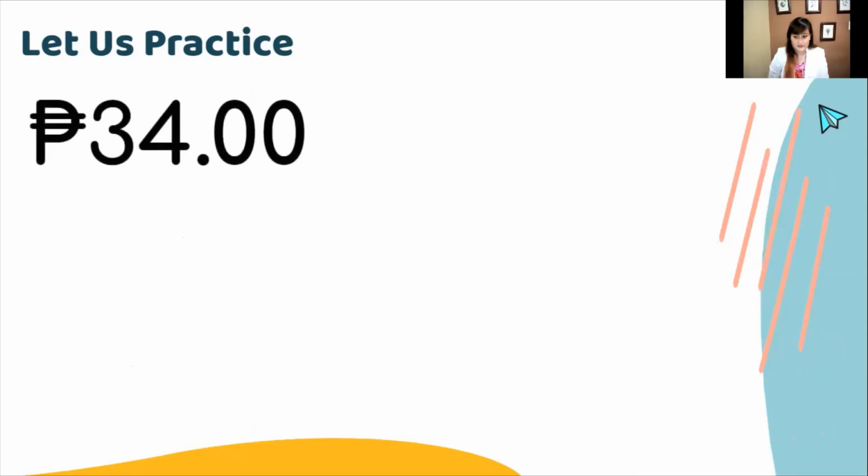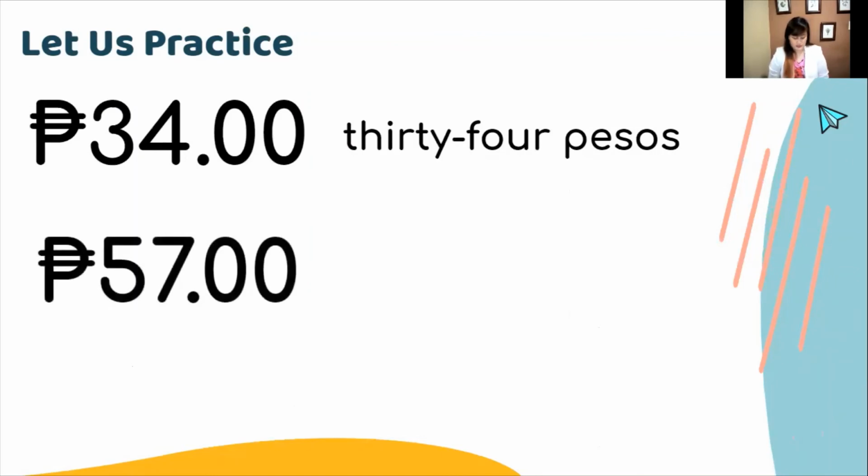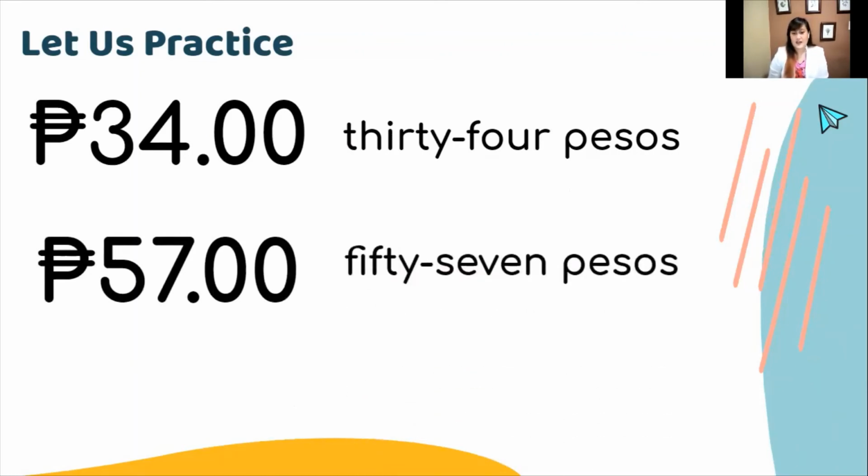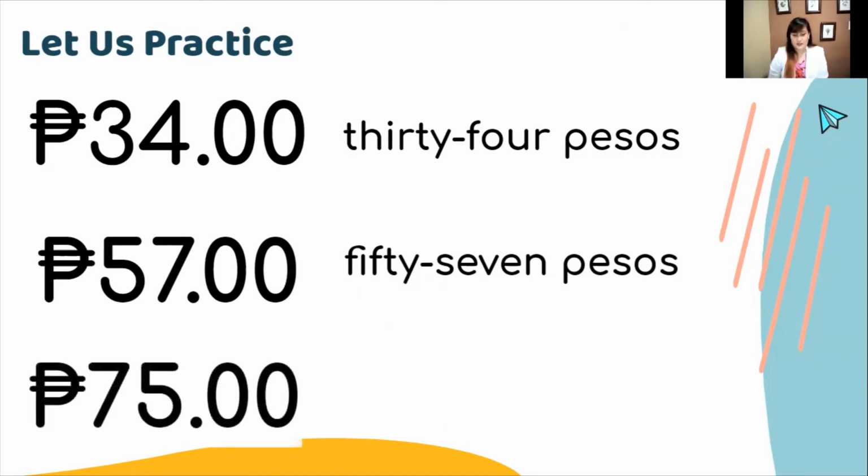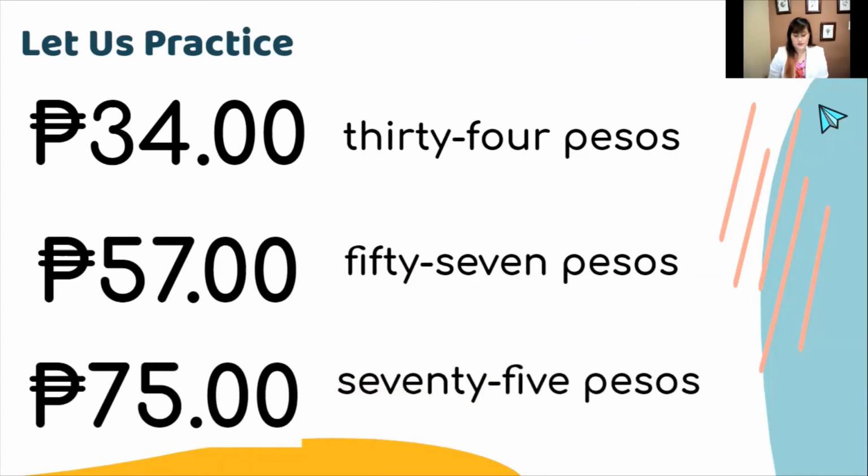One we have, what number is that? Yes, it's number 34. And we read that symbol as 34 pesos. And we spell it like that, 34 pesos. Next one we have, what number is that? 57. And because there's a peso sign, we read it as 57 pesos. And that's how we spell it, 57 pesos. And this one, again with the peso sign, we read it as 75 pesos. Correct. And that's how you spell it, 75 pesos.